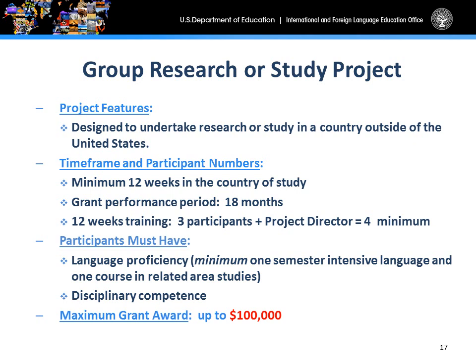Group research projects are designed to undertake research or study in a country outside of the U.S. The length of these projects is from a minimum of 12 weeks to as long as 12 months. The minimum number of participants is 3, raising the total to 4 people, including the project director. Participants must have a minimum of 1 semester intensive language and 1 course in related area study. This information can be found on page 17 of the application package, and the maximum grant award for group study projects is also $100,000.